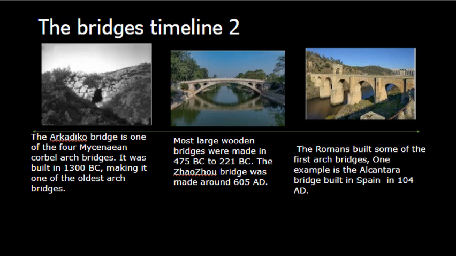Most large wooden bridges were made in 475. The Zhaozhou Bridge was made around 605 AD. The Romans built some of the first arch bridges. One example is the Alcantara Bridge in Spain, built in 104 AD.